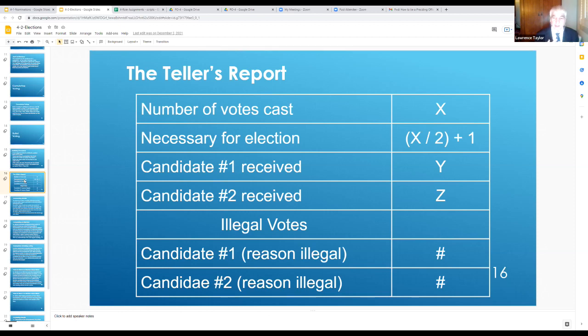The next piece of information you record is the number necessary for election. So this would be half the number cast plus 1, probably. So if you've got 90 people who cast votes, then the threshold for election would be 46. And then you would list the number of votes each of the candidates received. And then you would also record the illegal votes. Usually illegal votes are where people have marked for 2 candidates when they only have 1 vote to be cast. And so those would be reported so that people have a complete accounting of the votes cast in the election.